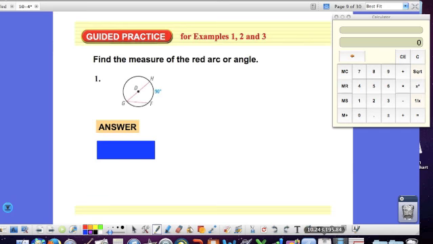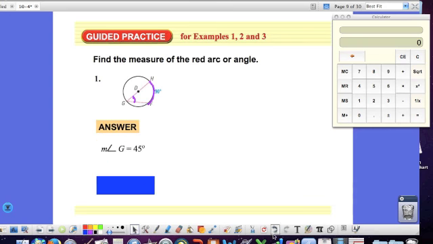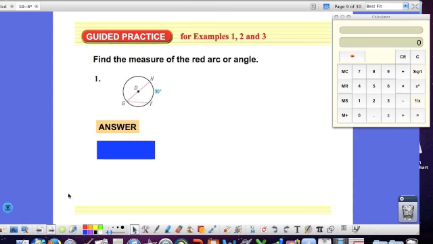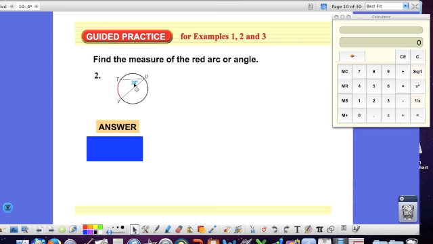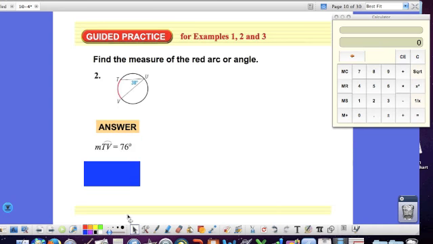And the guided practice for all of these examples. Okay, find the measure of the red arc or angle. So if this is 90, this is 1/2 of 90, so it's 45. Next problem. This is 38. 38 times 2 is 76. The measure of minor arc TV is 76.